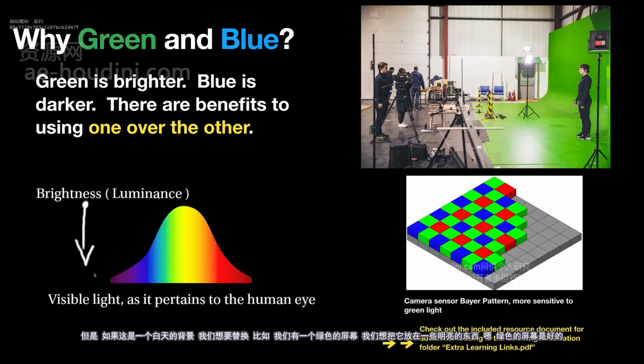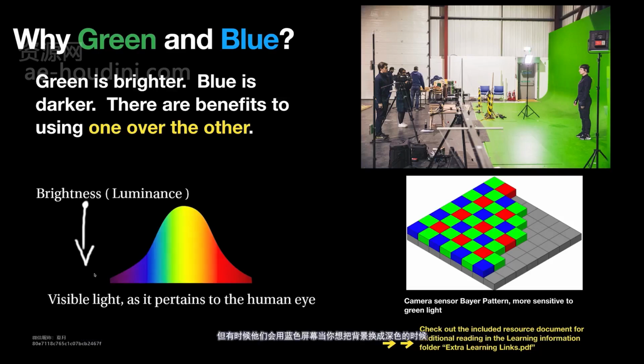But if this was a daytime background that we wanted to replace, like we have a green screen, we want to put it in something bright, green screen would be fine. But sometimes they'll use blue screens when you want to replace a background with something dark. So if you're doing a nighttime shoot, you want to put the characters in some dark woods or something like that, a blue screen might be a better option for that. And that's how they're going to kind of approach it. So that's how you can think of it generally.